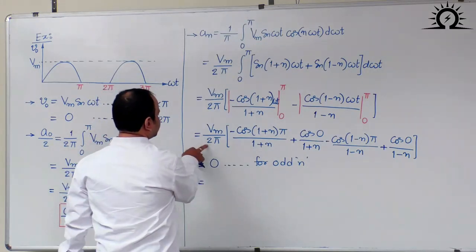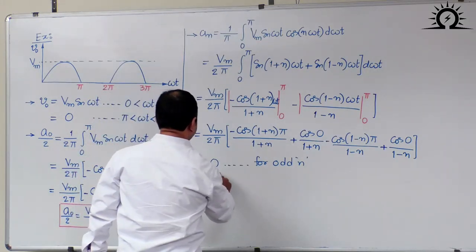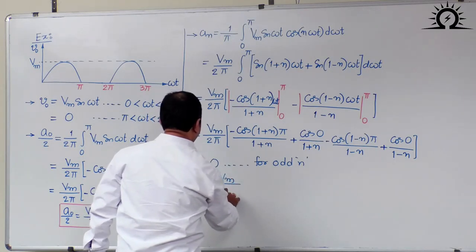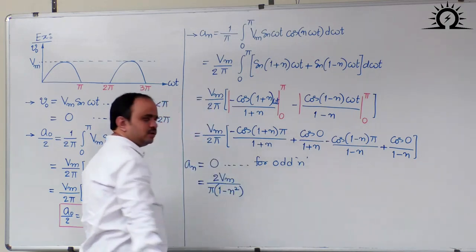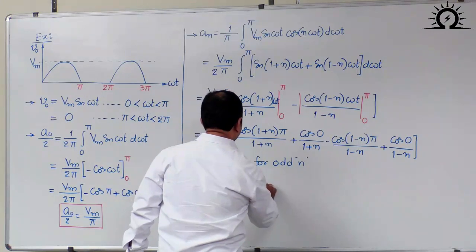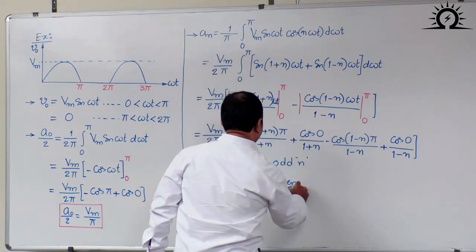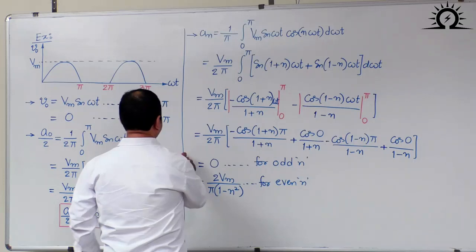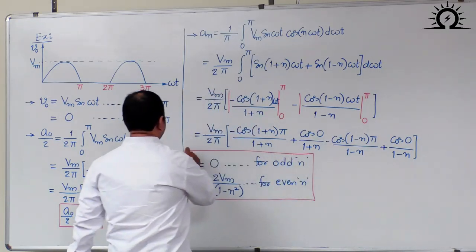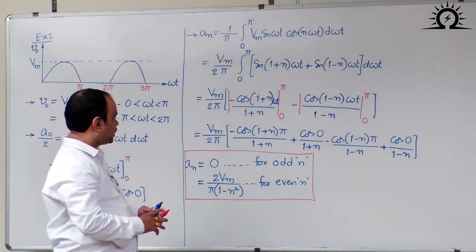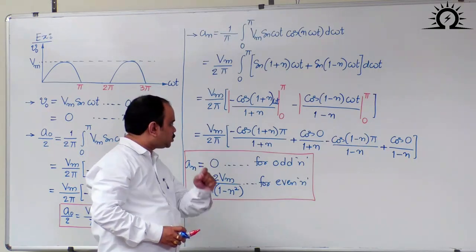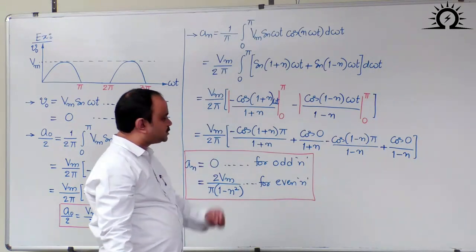As the denominator there is 1 by 2, you will get 2 Vm divided by pi into 1 minus n square. Okay, this is for even value of n. Now in this particular conclusion, we should be careful for one specific case.